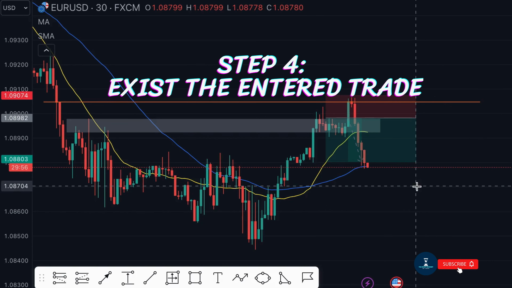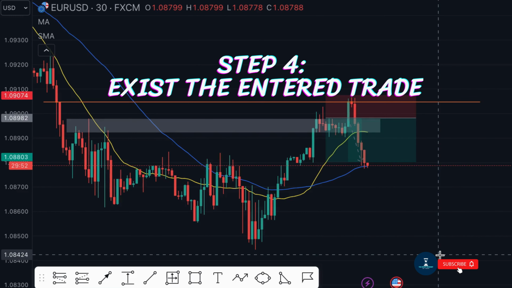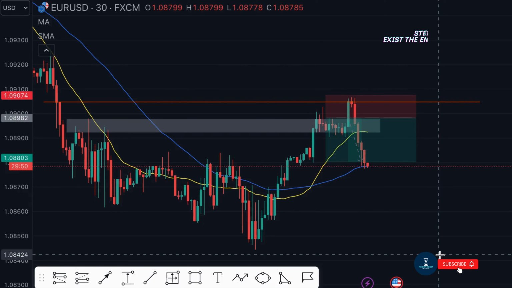So step 4 of this trade is quite simple, because the trade that you entered did not change the setup. So we just let it go, and it will give us the result. Sometimes in step 4, it will become more complicated.